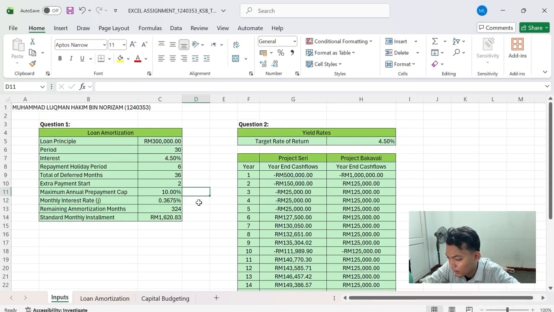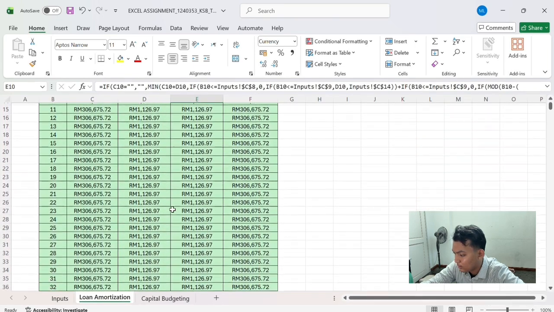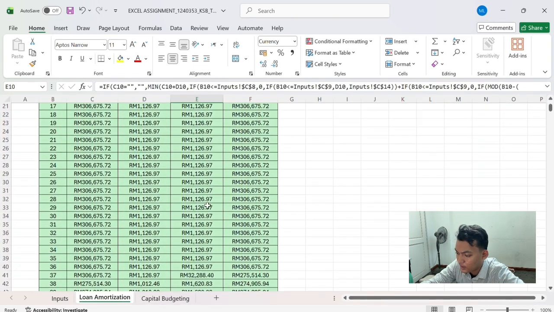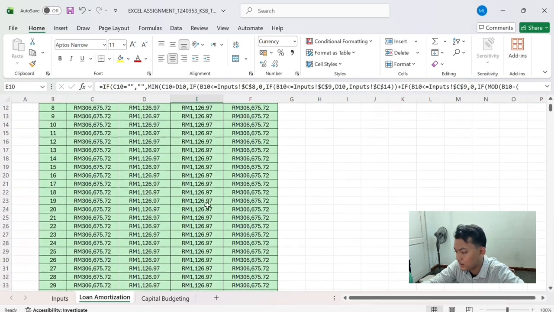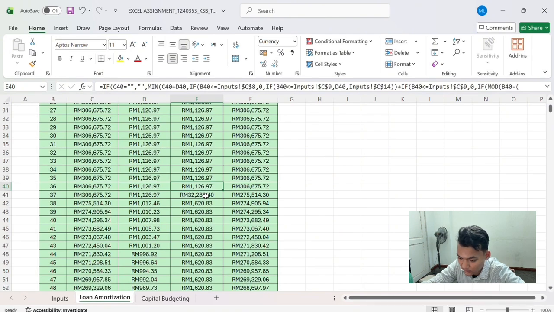But the tricky one is that the original structure of the monthly amortization schedule for the first 3 years must remain unchanged. So let's take a look at our schedule. As you can see here, the installment payment remains unchanged until month 36.